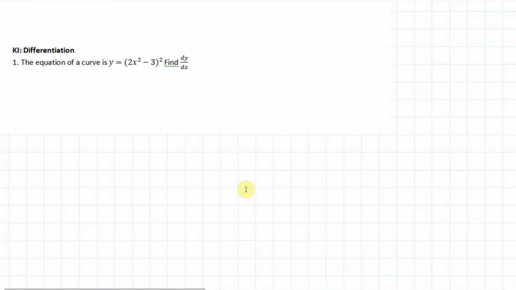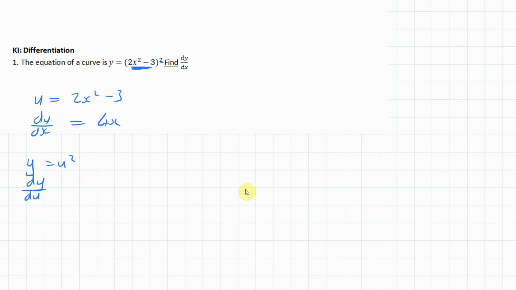The last one for today is the equation of this curve, and we've got to find dy/dx. Okay, so we're going to use our chain rule. We're going to go u is equal to 2x squared minus 3, and therefore du/dx is equal to 4x. We're going to go y is equal to u squared, so that bit squared. So dy/du is given as 2u, which is equal to 2(2x squared minus 3).